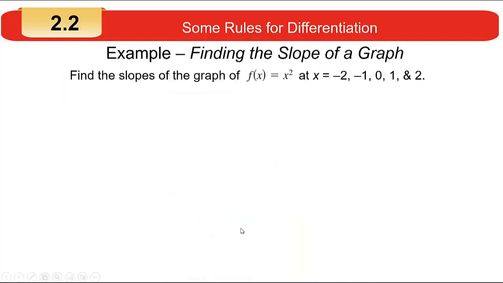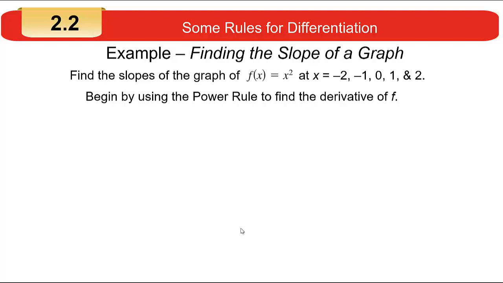How about this? Find the slopes of the graph of y equals x squared at various different values of x. Well, that's easy if you understand what the slope is. The slope of the graph means the slope of the tangent line to the graph, and the derivative is the slope of the tangent line. So all you've got to do is take the power rule and use it on x squared, and you get a derivative of 2x. And then just plug in those various numbers.